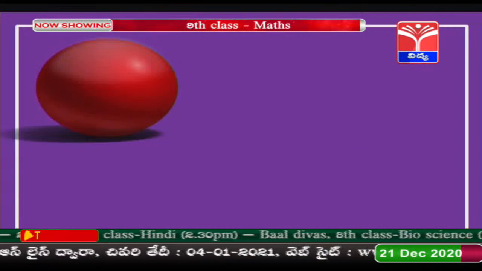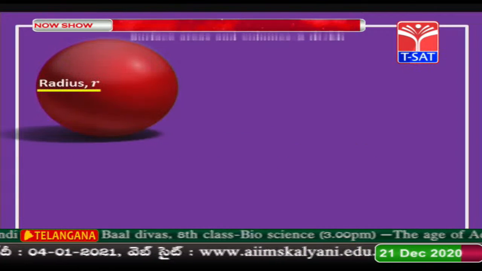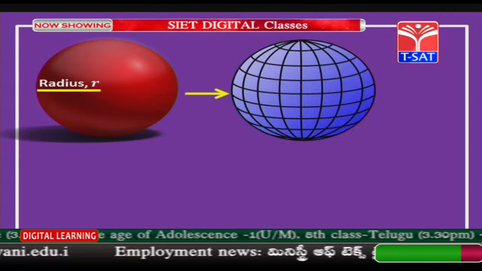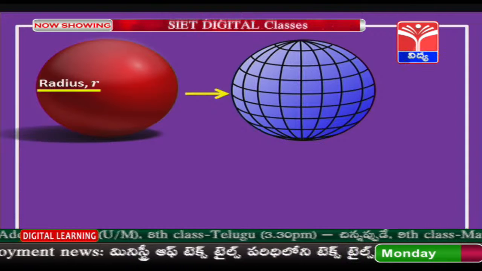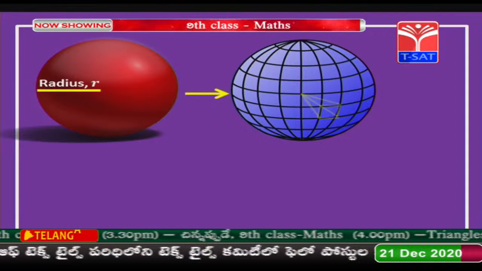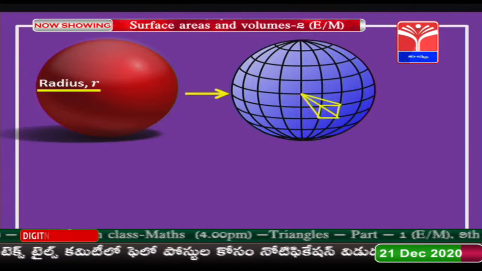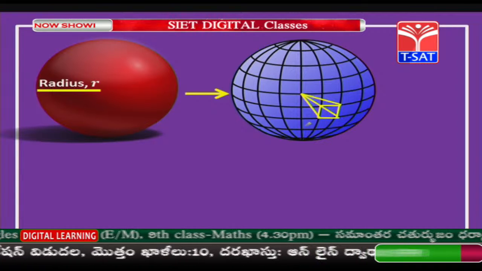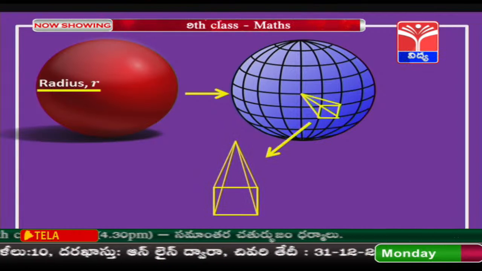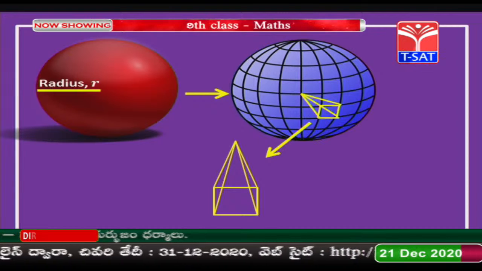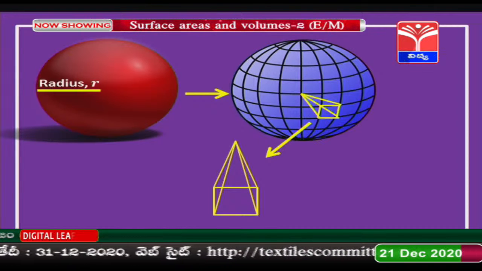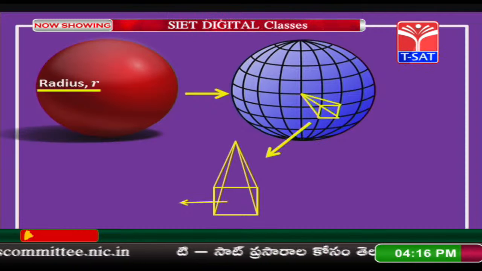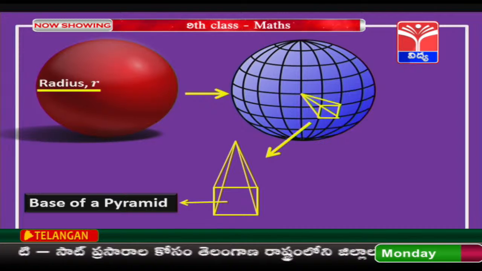Now, let us find out the volume of a sphere with radius r. Okay, children. For that, we are going to divide the sphere as shown on your screen. Now, from the center of the sphere, I will consider only one particular area. How does it look, children? Yes, it looks like a pyramid. That means we have divided the sphere into a large number of such pyramids, and this particular part is called the base of a pyramid.